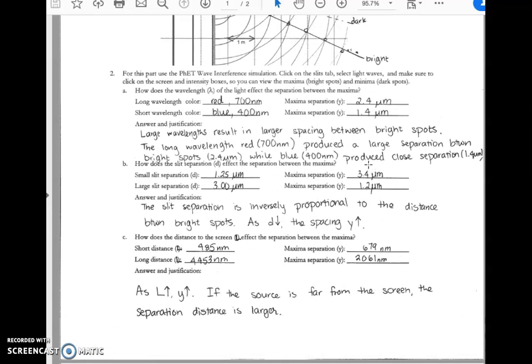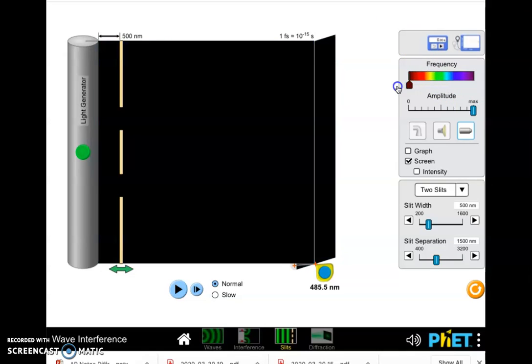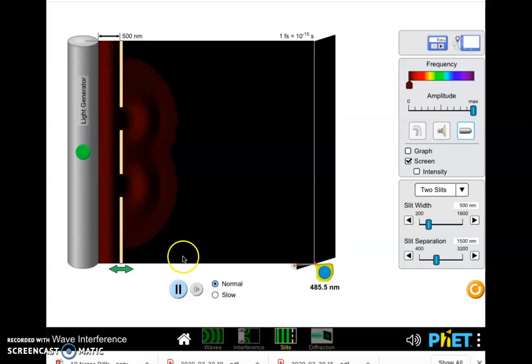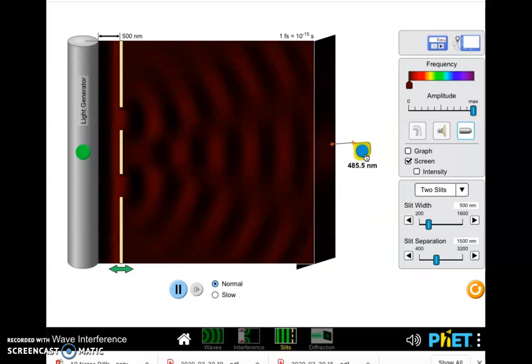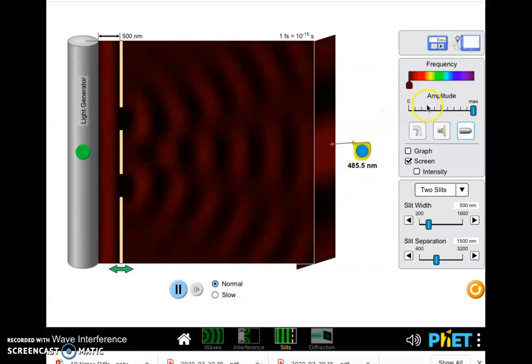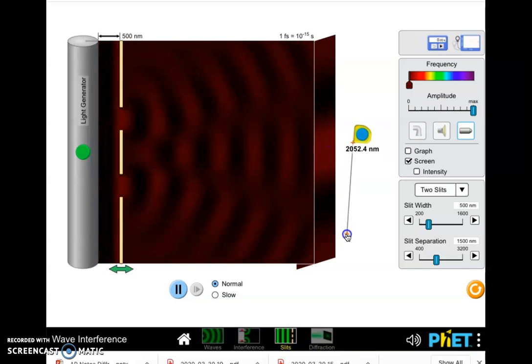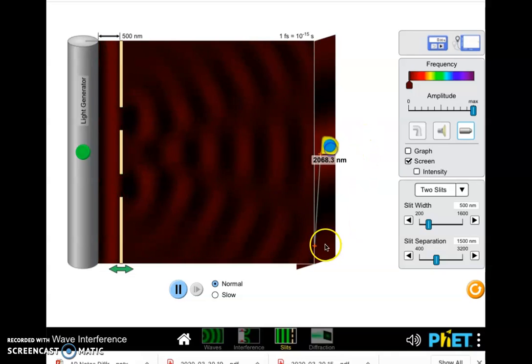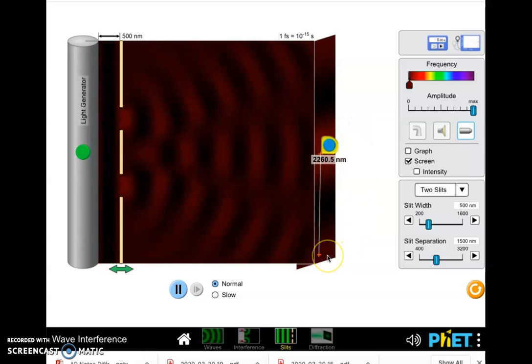So for part 2, I wanted us to look at the wave interference simulation. So let's get back to PhET and we'll show you what to do. For part 2A, we're changing the color from long wavelength, like red, then measuring the distance between the antinodes, to short wavelength, like blue. So there's my red, and I see that for red, the distance from one antinode to the other could be measured like this, from one bright spot to the next.